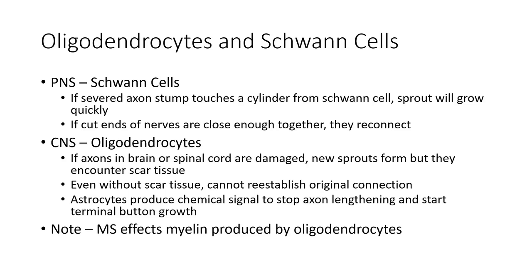And again, this is due to the supporting cells, the Schwann cells in the peripheral nervous system and the oligodendrocytes in the central nervous system. And I wanted to make a note here about multiple sclerosis.